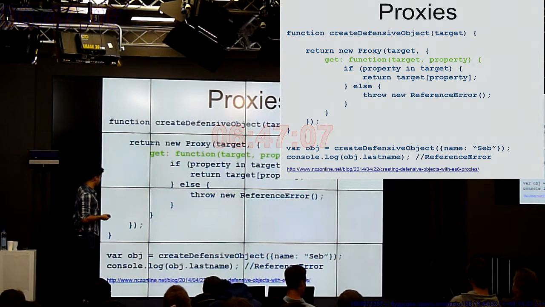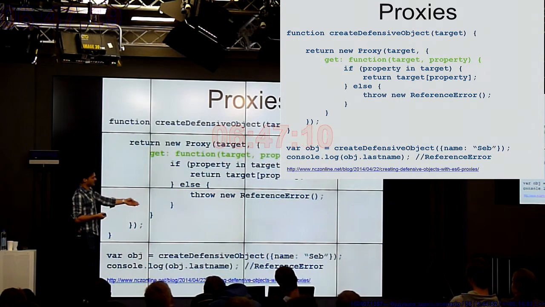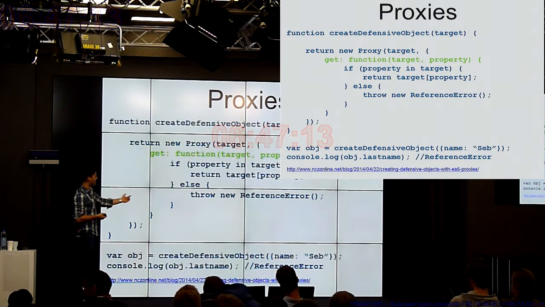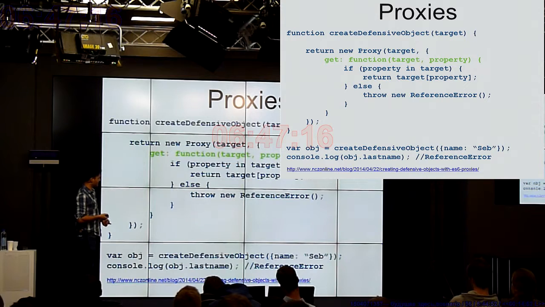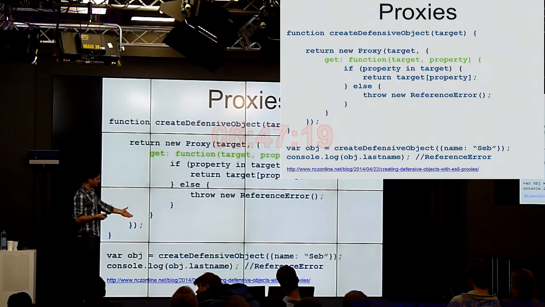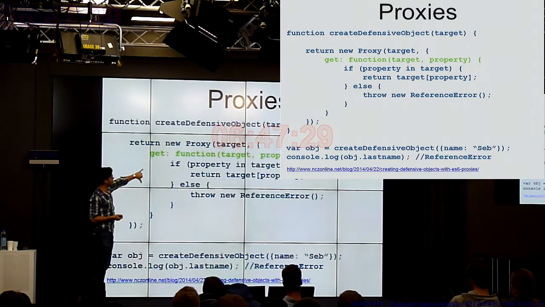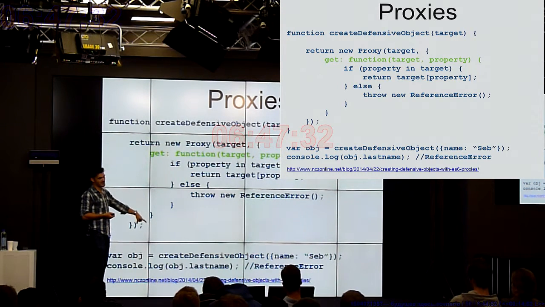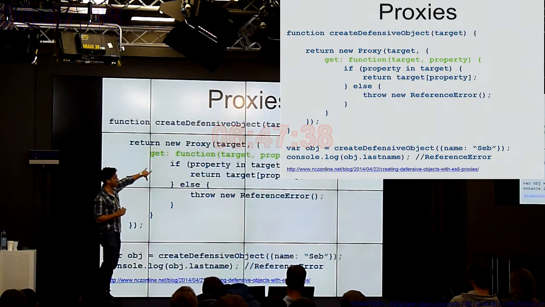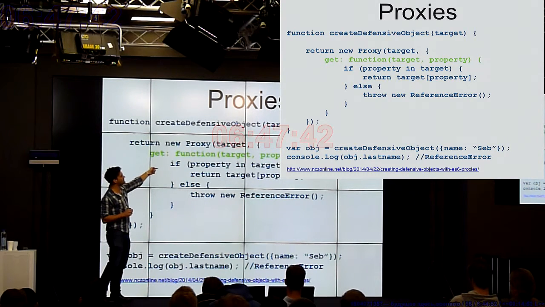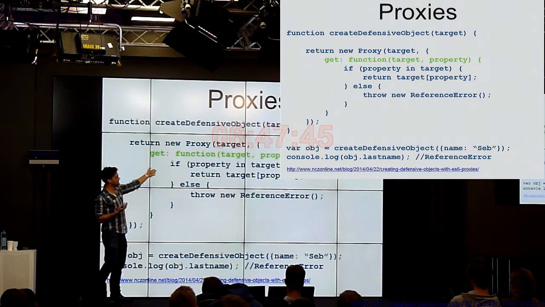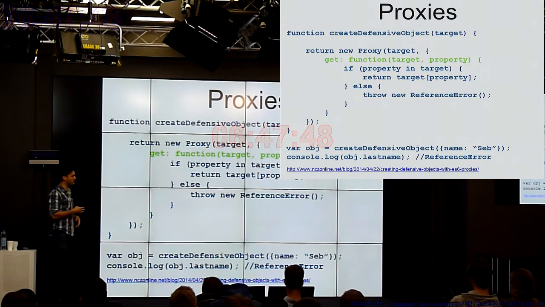So again, if you have an object with a property called name, for example, and I try to get another property called lastName, which doesn't exist on the initial object, this trap, this interceptor, will be called, because when I do object.lastName, the internal get method is called and is associated with this get trap. Then I check whether the lastName property is part of the object. It's not, so I throw a reference error.